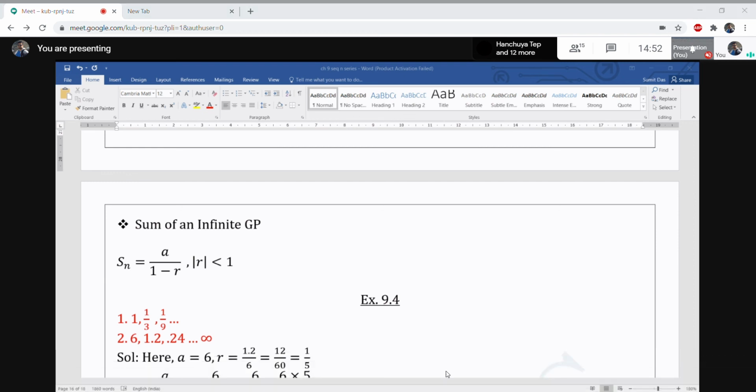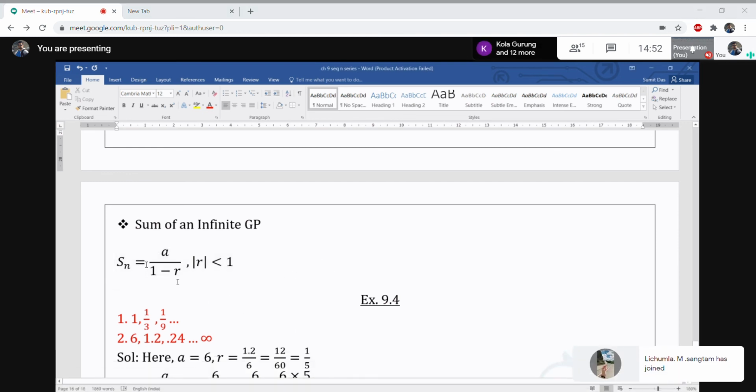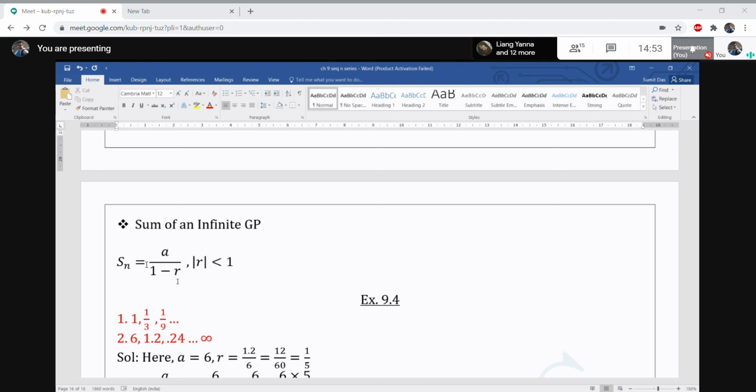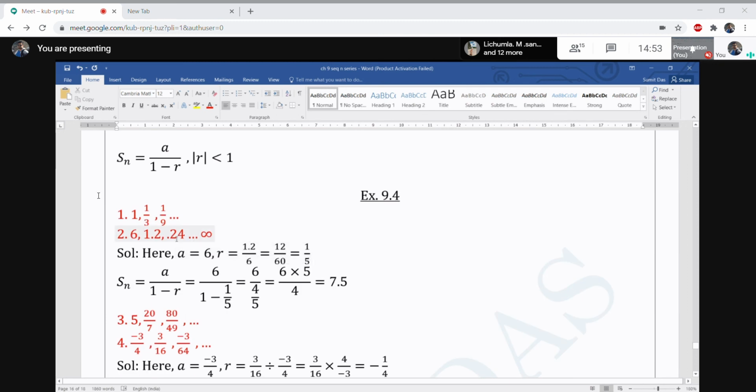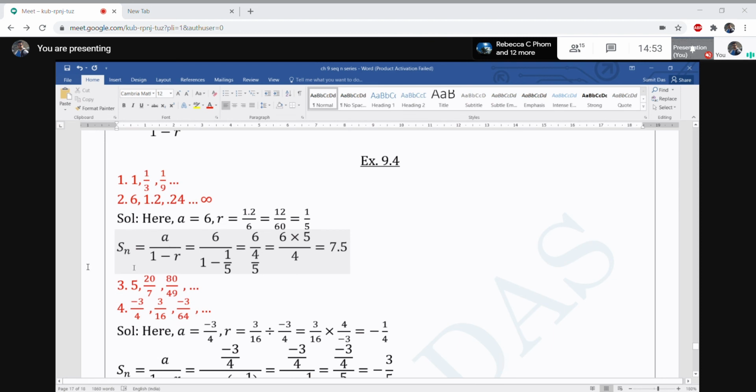So you can see that a is the first term and r is the common ratio. That is a very easy thing. This chapter is very easy. Exercise 9.4 is very small and very easy. Only questions 1 and 2 are hard. So in 9.4, I'll do a few problems and some you have to do by yourself. Question number 1 I'm not doing, you will do by yourself. Question number 2 I'm doing.